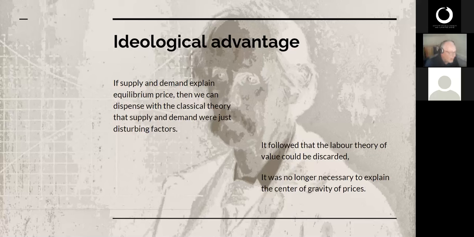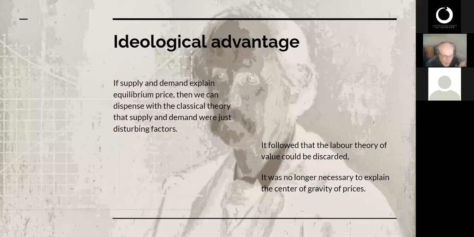If supply and demand explain equilibrium prices, then we can dispense with the classical theory, because in the classical theory, supply and demand was recognized. I mean, Smith, Ricardo, and Marx all knew that supply and demand operated, but they were seen just as disturbing factors on an underlying law of value, which was determined by the labor time necessary to make things.